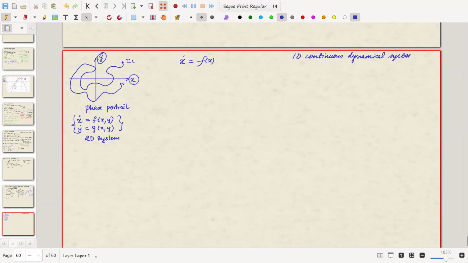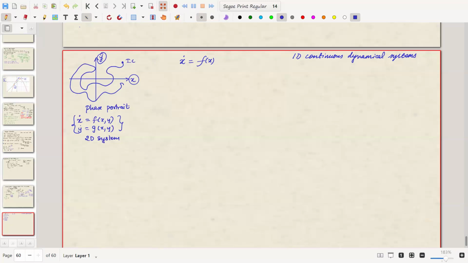1D continuous dynamical systems. Okay. Since it's one dimension, it will have only one state variable. So now I will not call it x; I'll start calling it a state variable. And it looks like this, of course: x dot equals f of x.